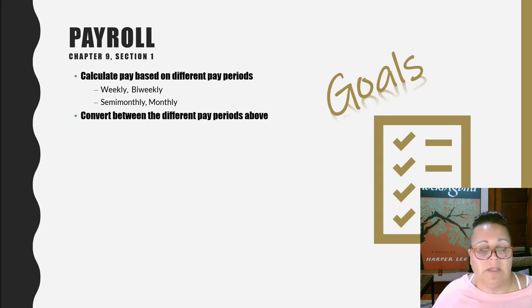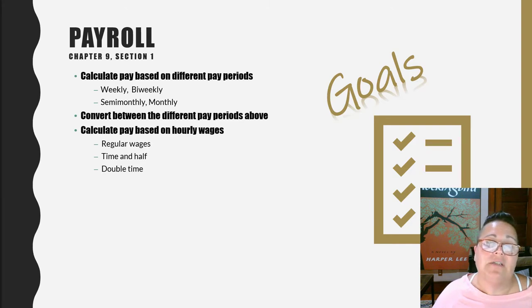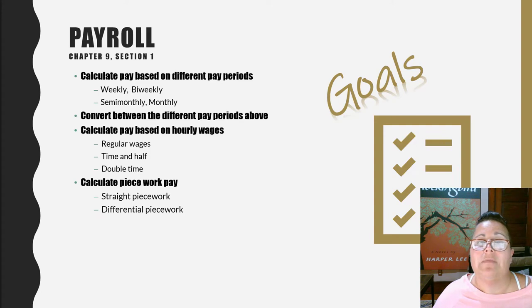We want you to be able to calculate pay for hourly wages. That is your regular wage pay along with what may be known as overtime pay, time and a half, or holiday pay, which is often double time. We're going to talk a little bit about piecework. Piecework is not as popular in this area, but piecework is a valid pay structure. There are two different types we're going to talk about. The first is straight piecework, and the second is known as differential piecework.